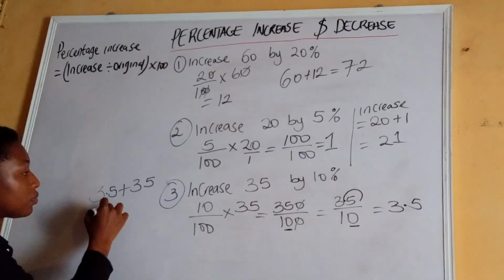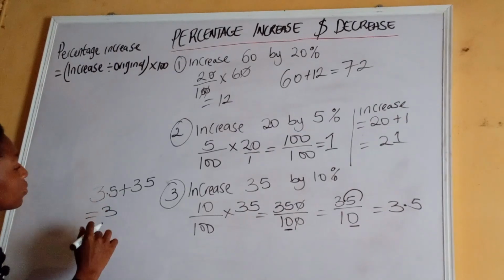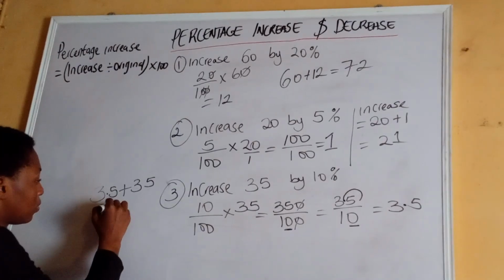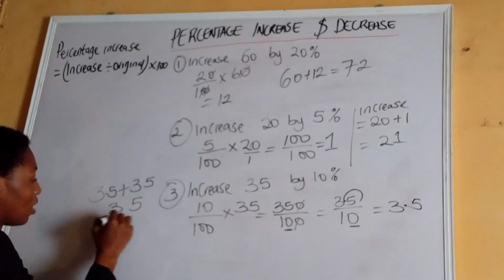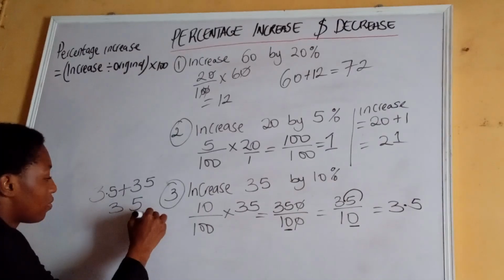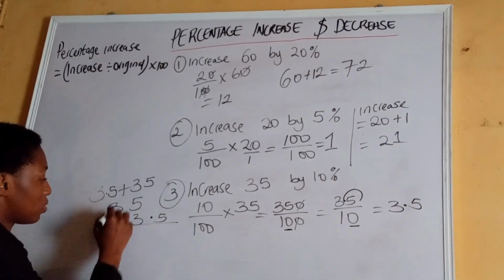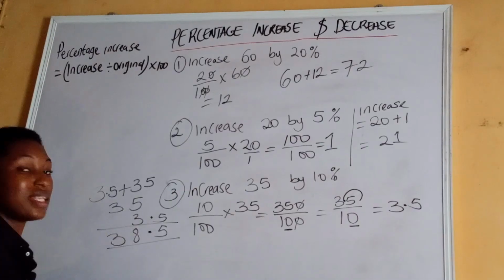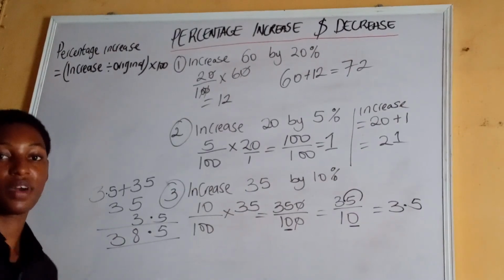This becomes, so you can decide to do it 3.5. This becomes what? 38.5. And that's the new amount, 38.5.